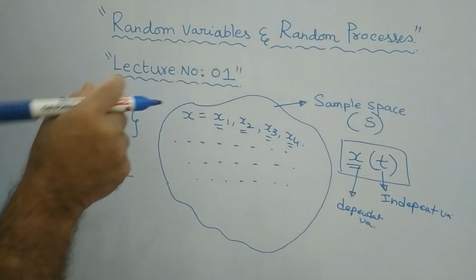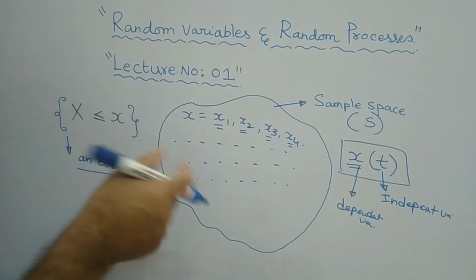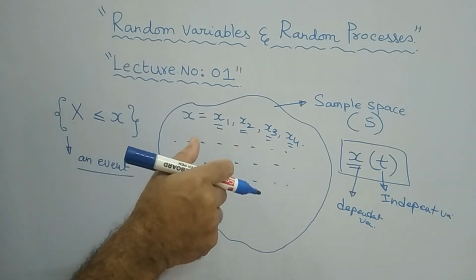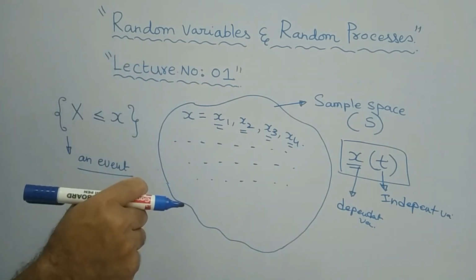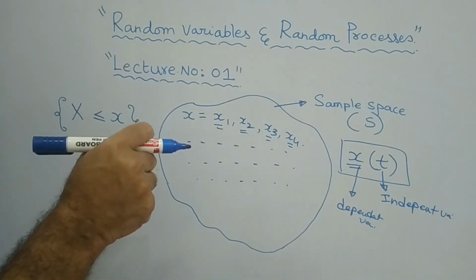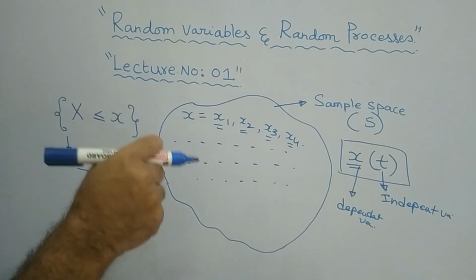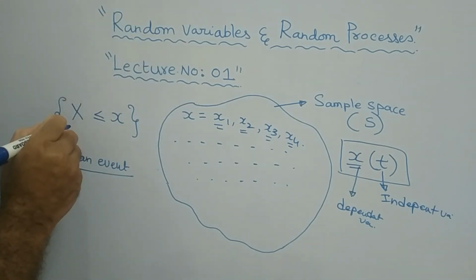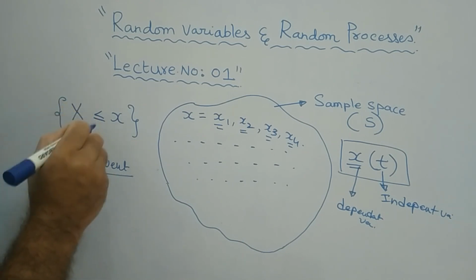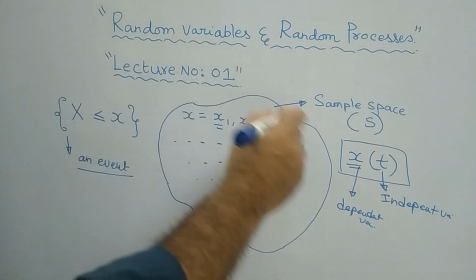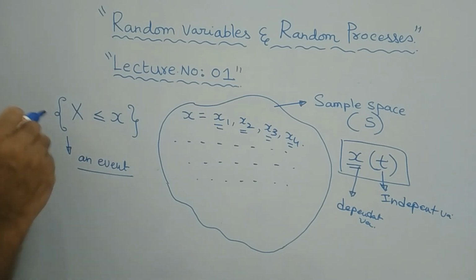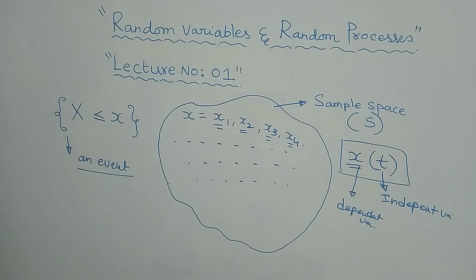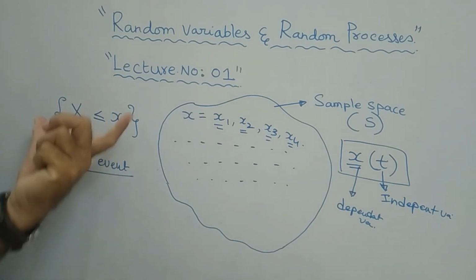If you consider any function, and that function is said to be a random variable, then that function should satisfy this condition. It must be an event over this sample space S. Then only is that function called a random variable. Clear? So indirectly, this is the meaning of it.